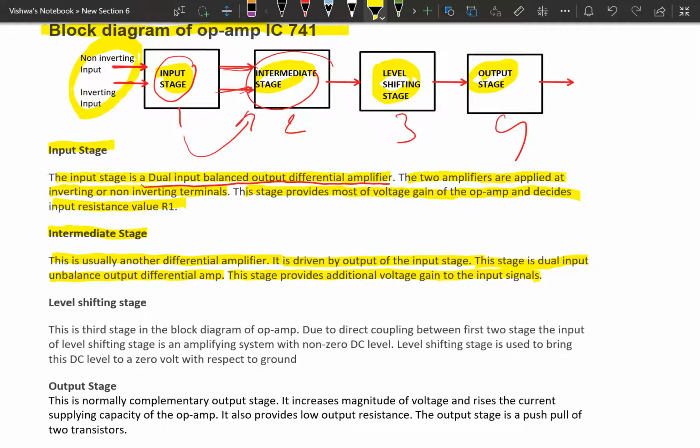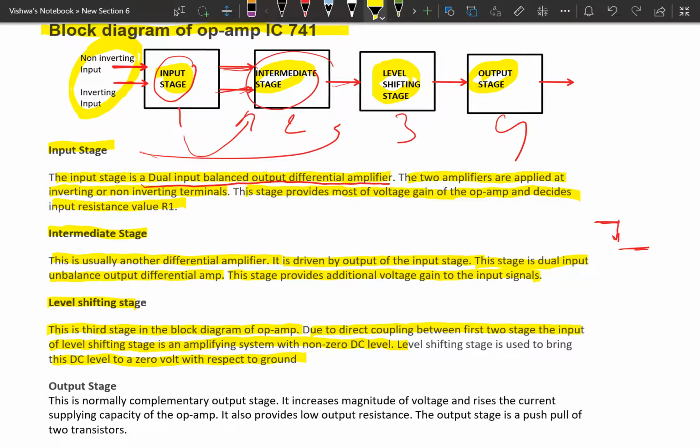And the third stage is the level shifting stage. This is the third stage in the block diagram of the op-amp. Due to direct coupling between the first 2 stages, the input of the level shifting stage is an amplifying system with non-zero DC levels. What happens in level shifting is that the output from the previous stages will be at a higher level. Now level shifting will bring this potential down to ground level, so the DC level is 0 volts with respect to ground.